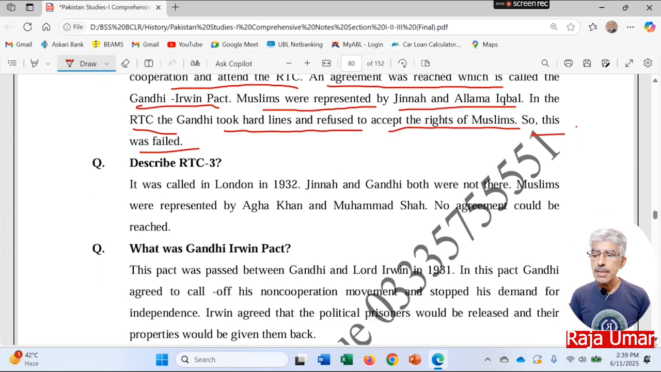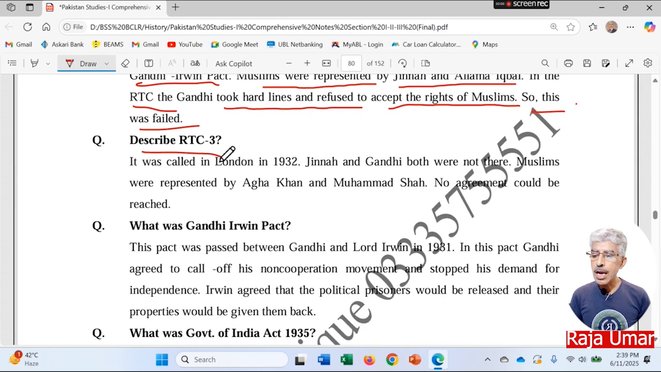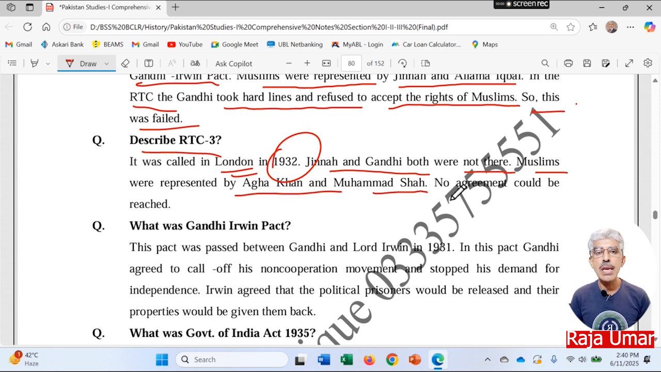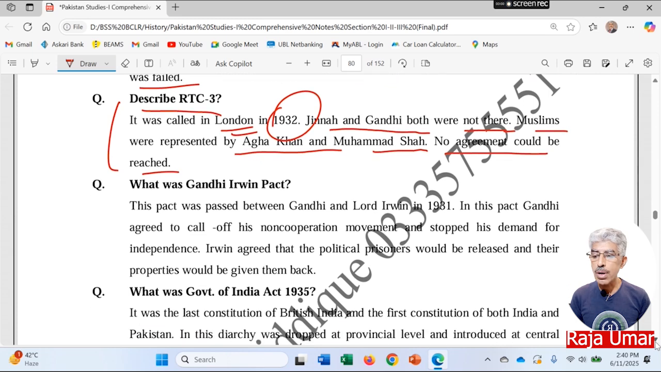Describe RTC number 3. It was held in London in 1932. Jinnah and Gandhi were both not there, as Jinnah was not even invited, and Gandhi was again in the non-cooperation movement. Muslims were represented by Aga Khan and Muhammad Shafi. No agreement could be reached and it was a big failure, and very few delegates were there to represent the whole of the Muslim and all other non-Muslim communities of the subcontinent.